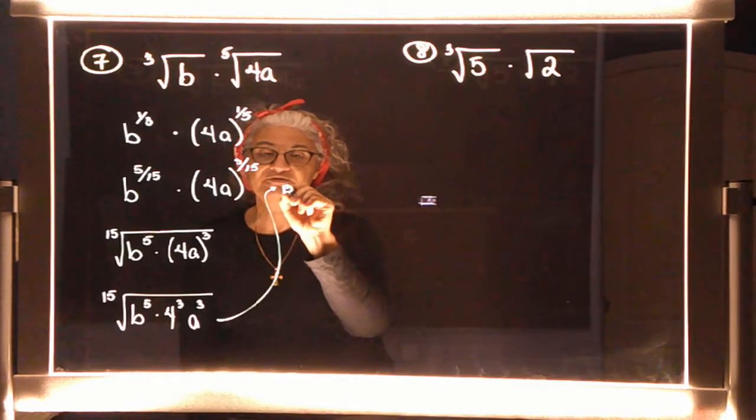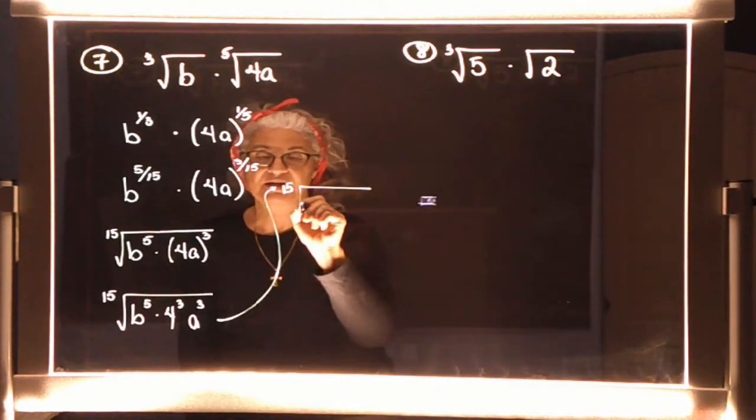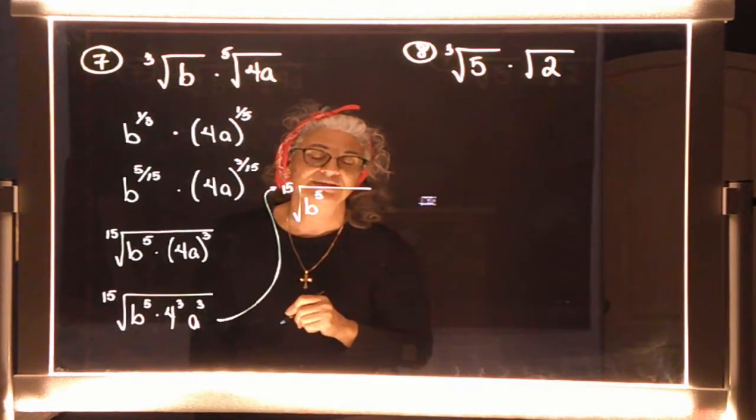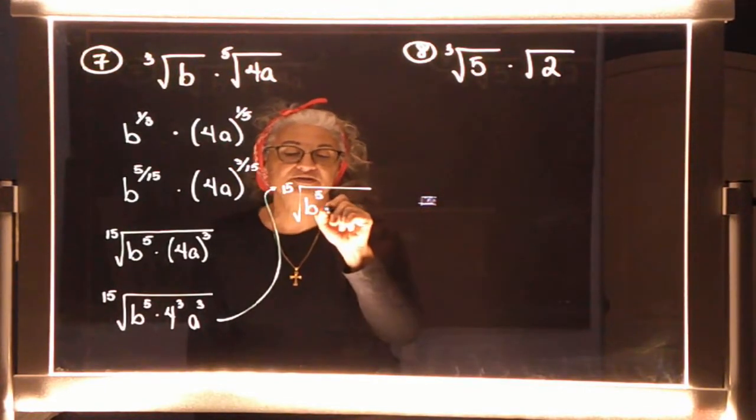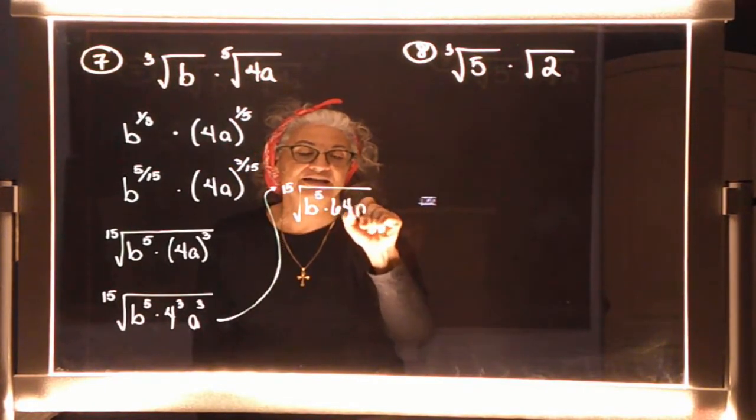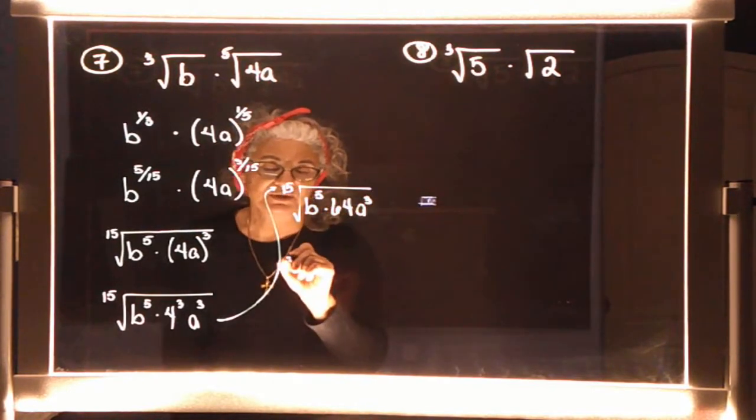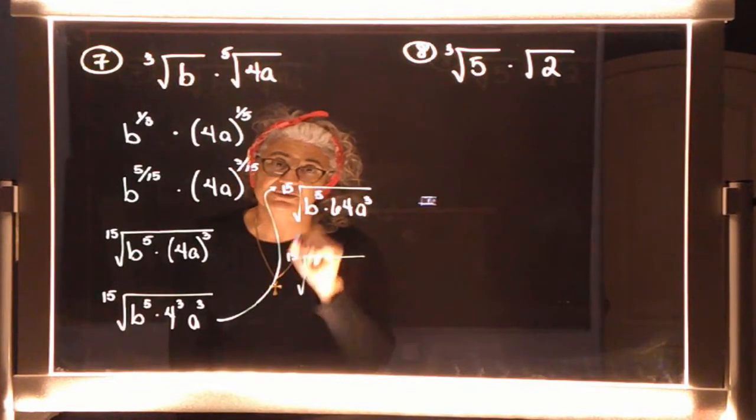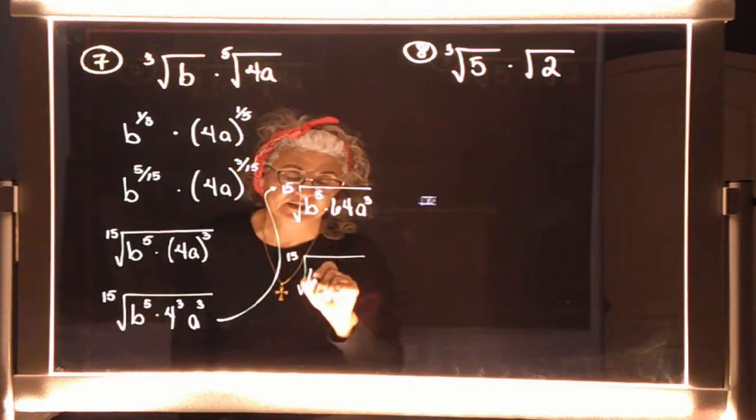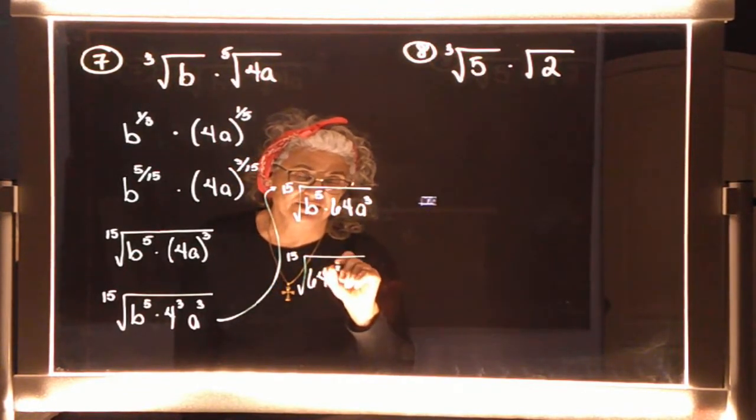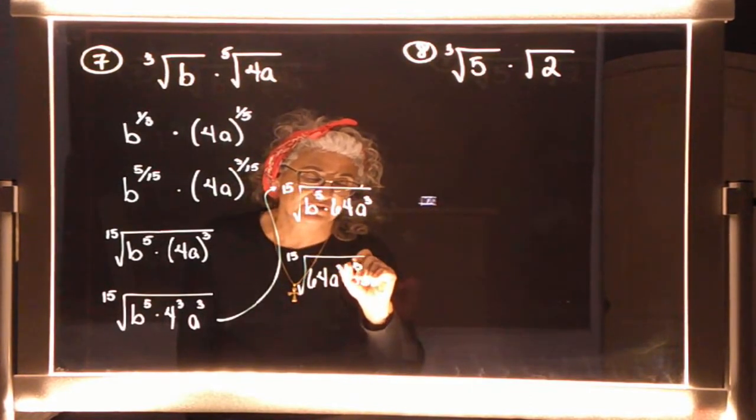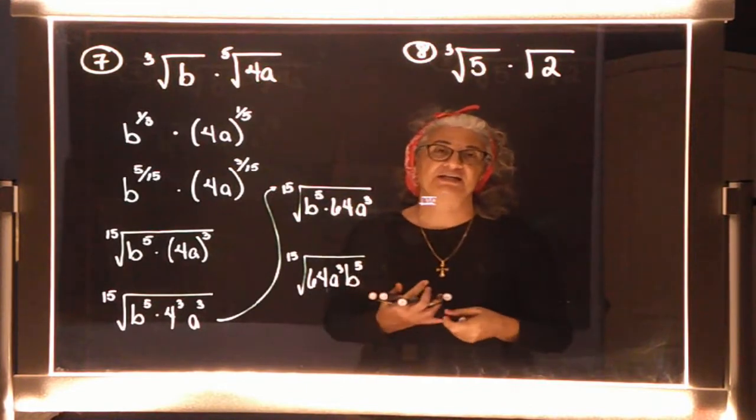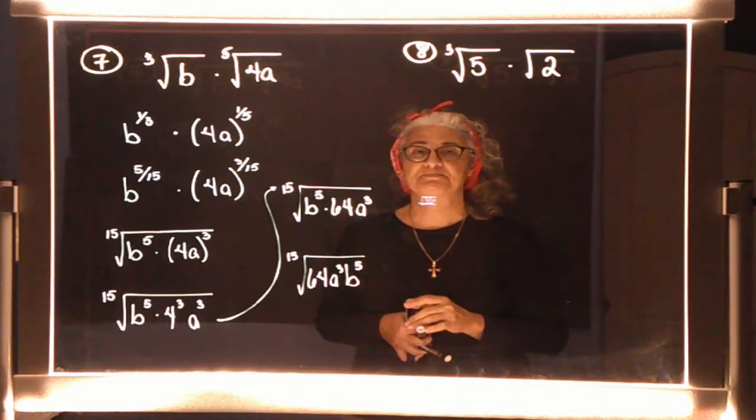So, still have the 15th root, b to the power of 5. What's 4 cubed? Get off the calculators, come on. Good, 64. And then a to the power of 3. Which means the final answer would be rewritten as the 15th root of 64, a cubed, b to the 5th. They'll put the number first and then they'll put the variables in alphabetical order.